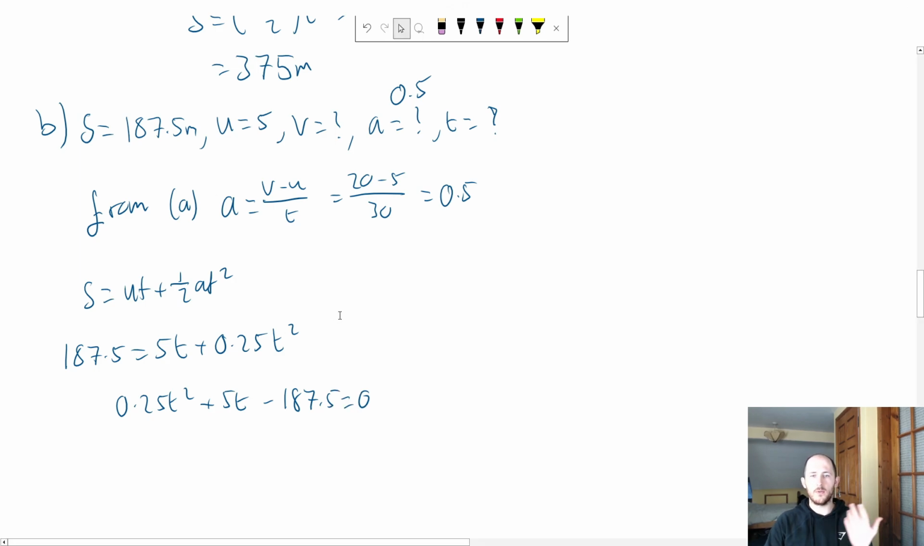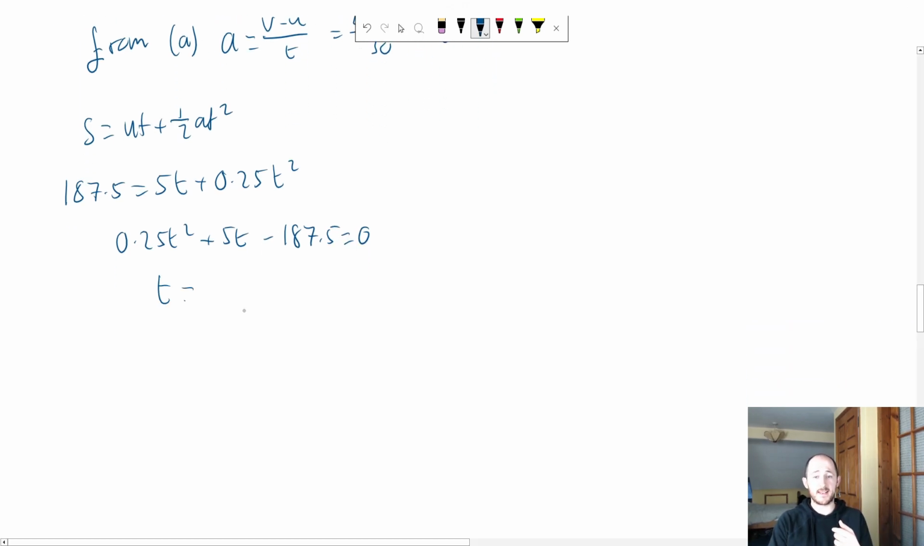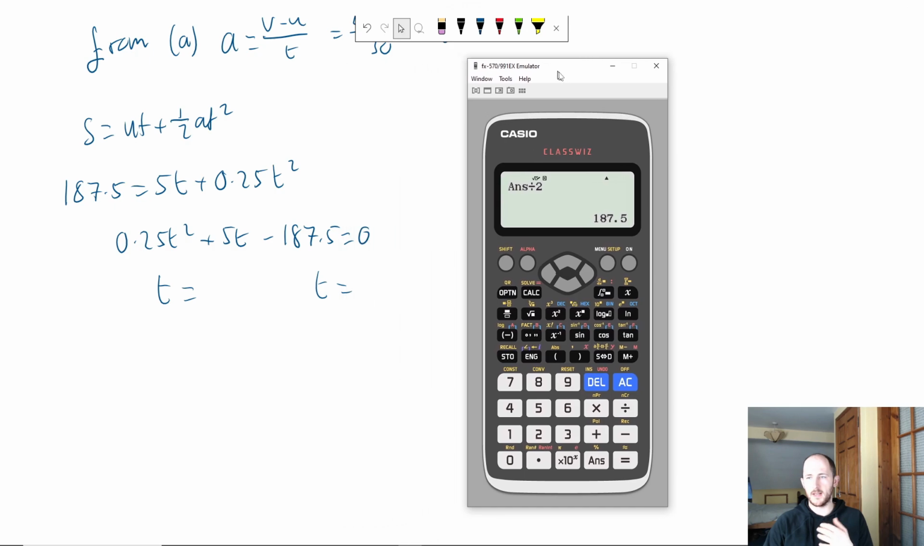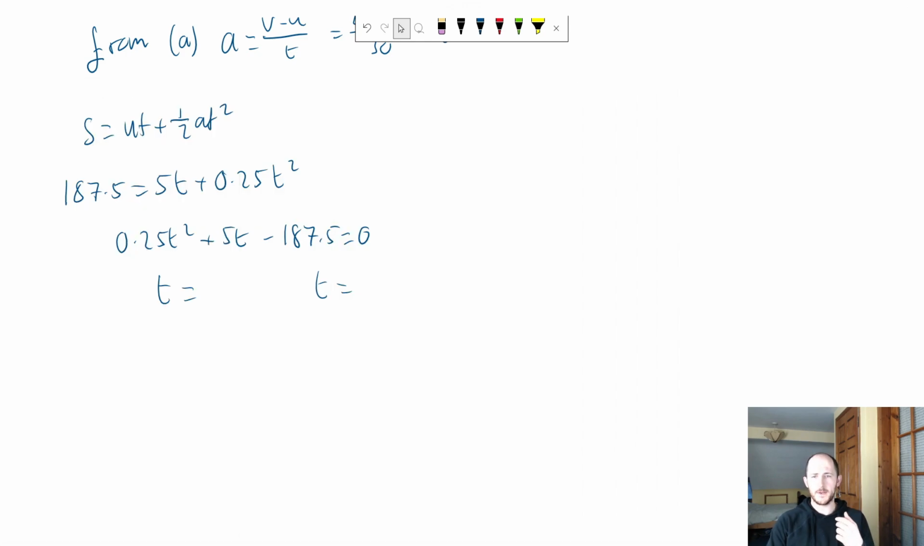And now all we need to do is use our calculator. That's 6 marks. That's why I love mechanics. You get a lot of marks for realistically not that much work. But you have to use your brain, and that's the bit that a lot of people struggle on. Polynomial degree is 2, so 0.25 in front of the squared term, there's a 5 in front of the linear term, and there is a negative 187.5 for the constant term at the end, and we get 2 values, of course we do.